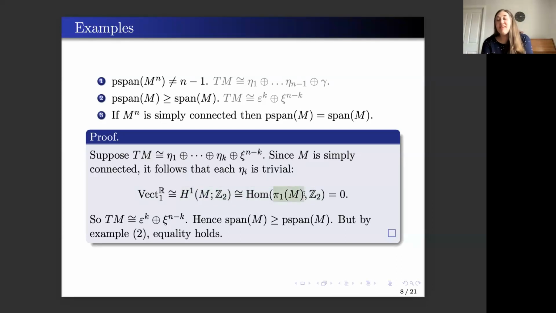But we assumed that M was simply connected. So pi1 of M is 0. So this means that every line bundle over a simply connected manifold is trivial. So the tangent bundle actually splits off a rank k trivial subbundle. So the span is at least the pspan, but by point 2 of this slide, we know that the reverse inequality holds, and so actually we have equality.